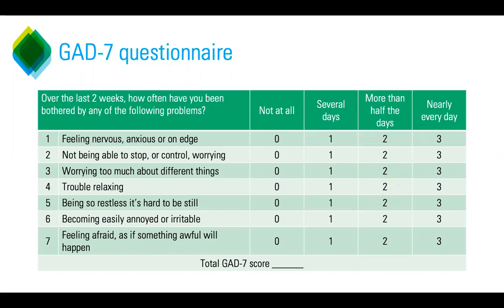So again, this is something where you can assign yourself a number based on how often you have been bothered by the following problems over the last 2 weeks. So you'll see that there are 7 different questions there: feeling nervous, anxious, or on edge. And then you state whether you have felt that in the last 2 weeks. Not at all, several days over the last 2 weeks, more than half of the days in the last 2 weeks, or nearly every day in the last 2 weeks. And again, you'd add up those totals and put your score in the bottom.